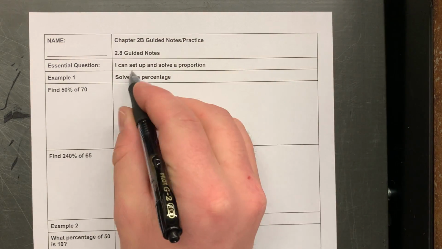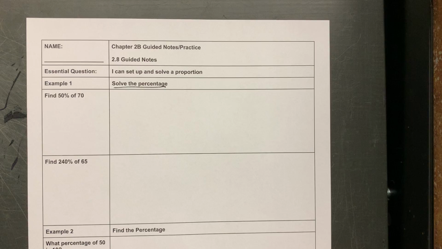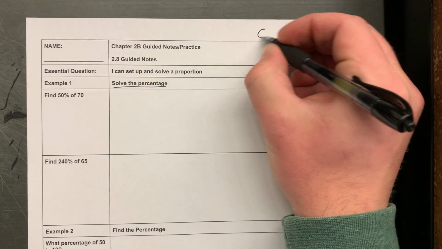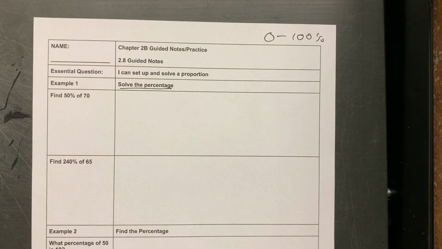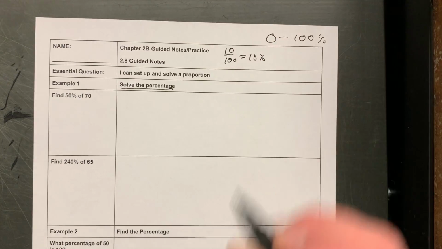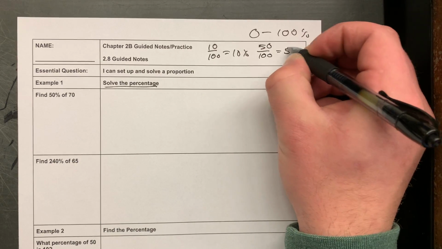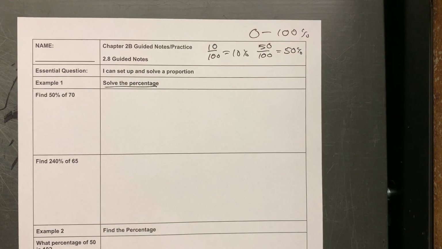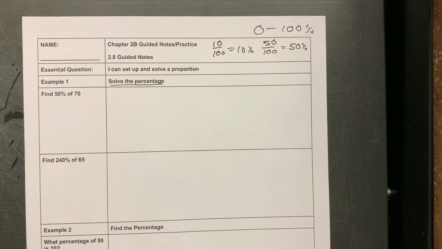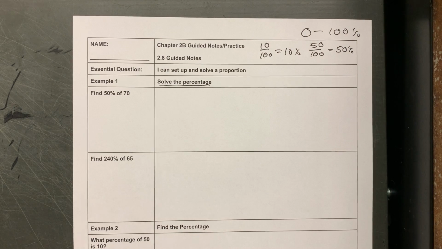Today we're setting up proportions, so I can set up a proportion as our essential question. Example one is that we're going to solve for percentages. Think about when we have talked about percentages, we usually talk about anywhere from 0 to 100%. I'm going to use fractions such as 10 over 100, which would give me 10%. If I wanted 50%, I'd have it as 50 over 100, which equals 50%. So make sure that we're writing everything over 100. You'll see that in the guided notes as well.